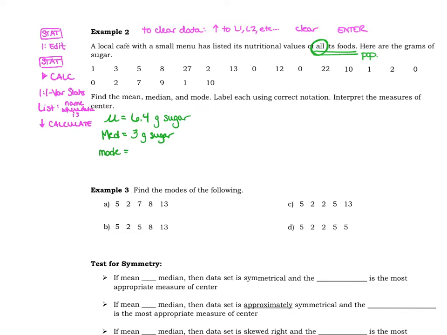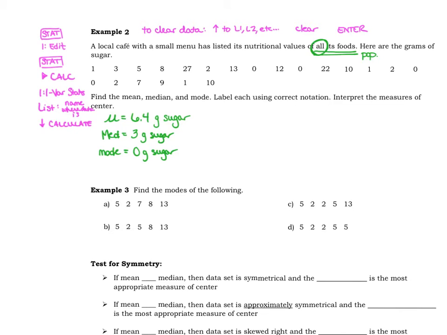Sorry to tell you, your calculator will not find the mode for you, but all you need to do again is look for the value that appears most often, and in this case that would be 0 grams of sugar. Okay, so we've found the mean, the median, and the mode. We labeled each using correct notation. So the last thing we need to do is interpret the measures of center.